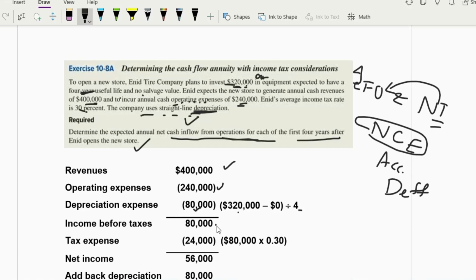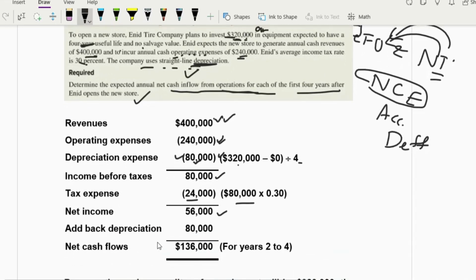So income before tax comes to 80,000, which is revenue minus these two expenses, and then the tax rate is 30%. So 30% of this taxable income is 24,000. So net income becomes 56,000. Now we have the net income. Let's convert it into cash inflow by adding back non-cash expenditures, which is only depreciation. If I add back the depreciation, my net cash inflow becomes 136,000.